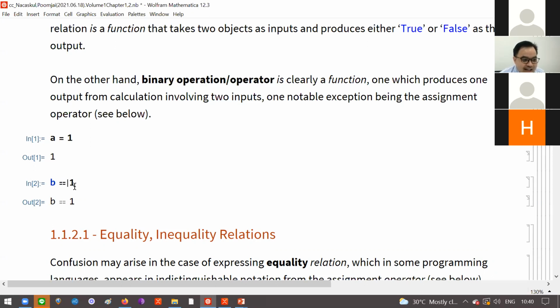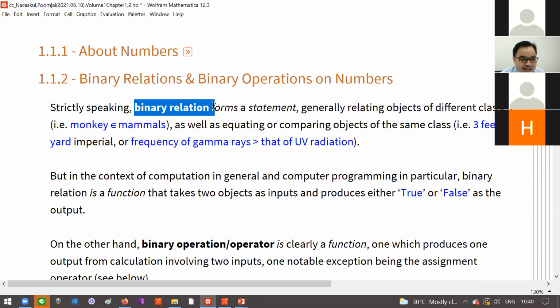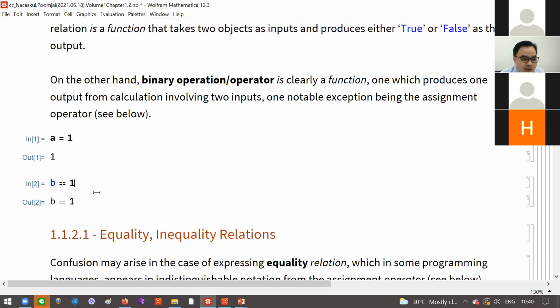This, on the other hand, is a relation, which could be true or false. How come I don't get true or false? Well, the reason is that Mathematica doesn't know if this is true or false, because it doesn't know what B is. It knows what 1 is. It doesn't know what B is, so it just repeats, sort of like saying, say what? This is your question, just repeat it.